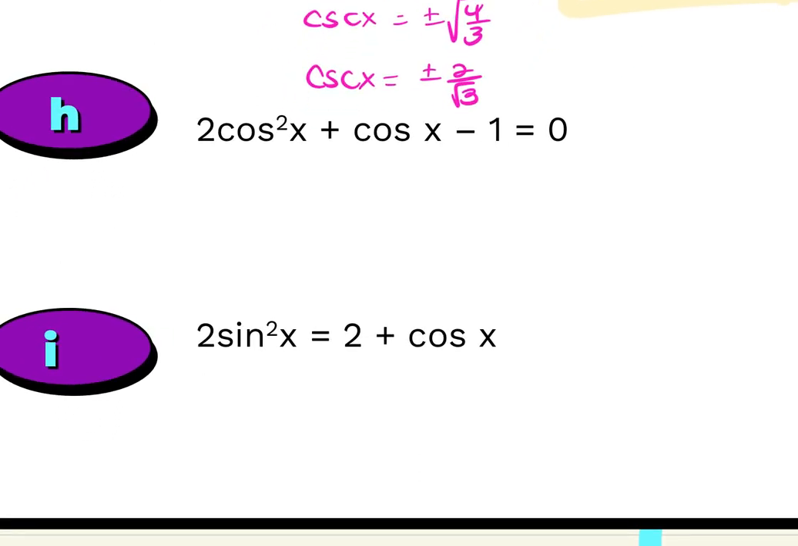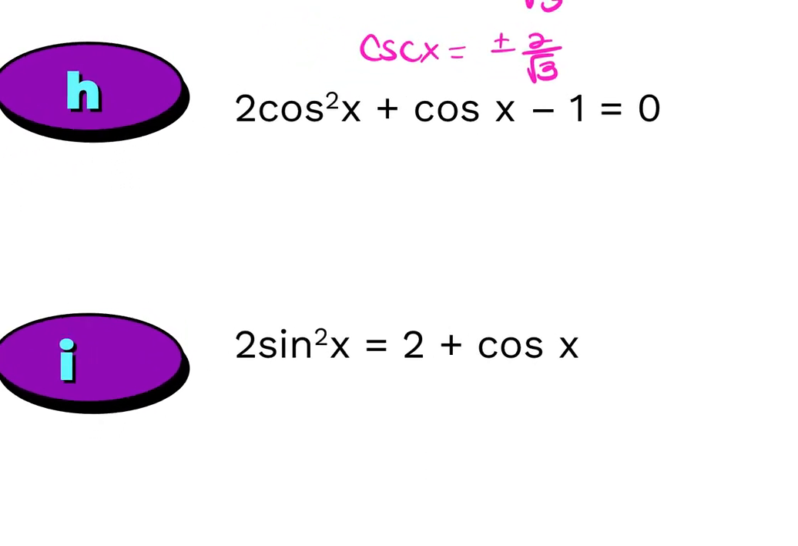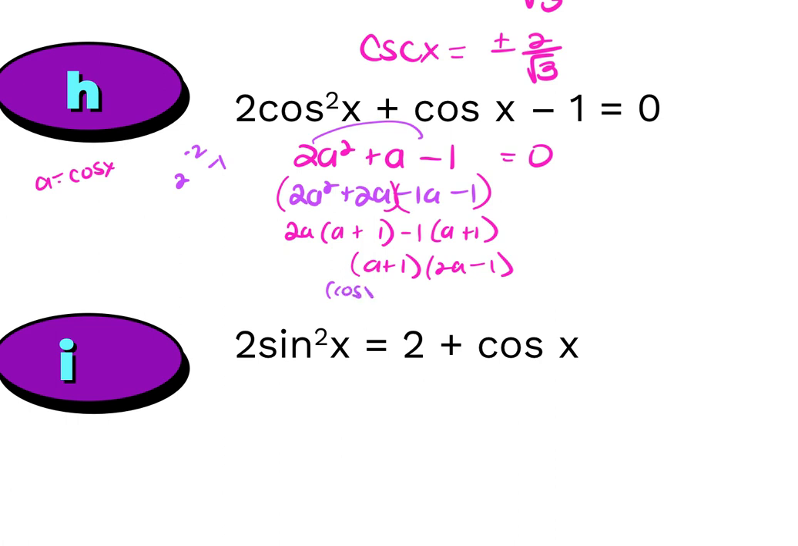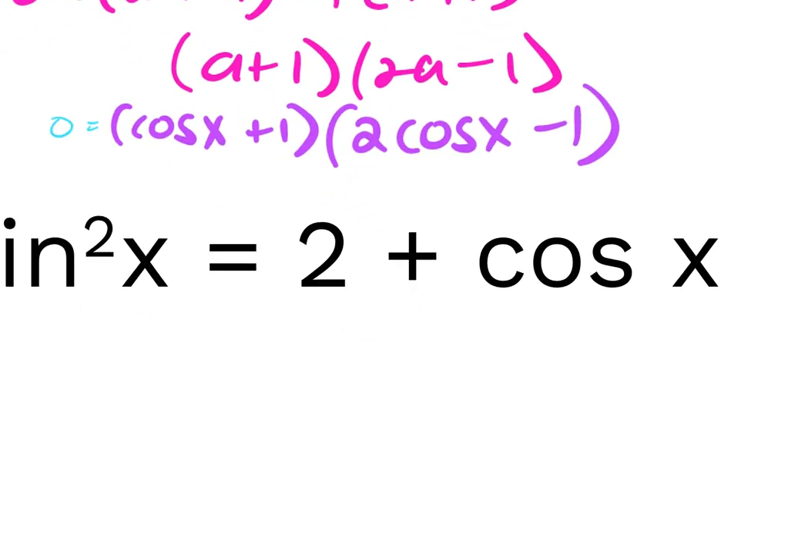All right, so for h, this is where we're going to have to factor. If you are thrown off at all by the cosines, then make a cosine an a. So I'd get 2a squared plus a minus 1. I can do first times last here. I could do trial and error. I'd get negative 2, factors of negative 2 that sum to positive 1: 2 and negative 1. Replace your middle term. Factor by grouping. And I get a plus 1, 2a minus 1. And now I bring the cosines back in. And I split and solve. So I'm looking for where cosine is negative 1 and 2 cosine x equals 1. So cosine x equals 1 half.